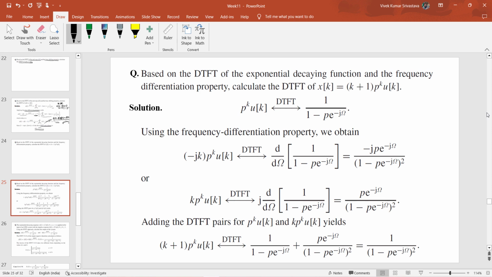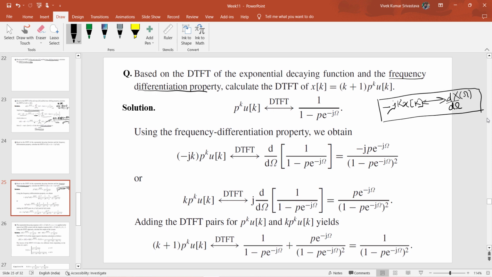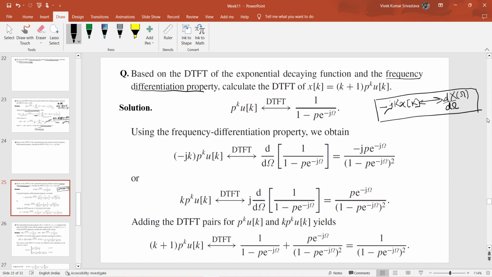As we know, the differentiation property in frequency states that minus jk x of k has a discrete time Fourier transform of d by d omega of X of omega. So this corresponds to the discrete time Fourier transform of minus jk x of k. We will use this property to evaluate the discrete time Fourier transform of this function.